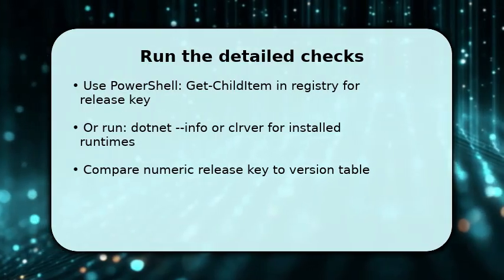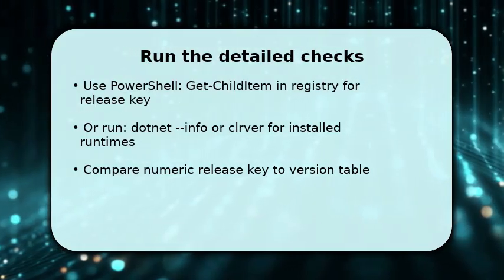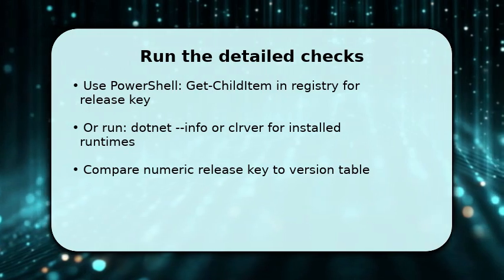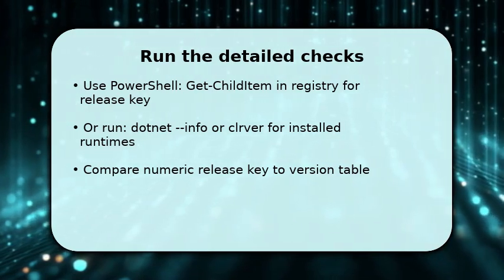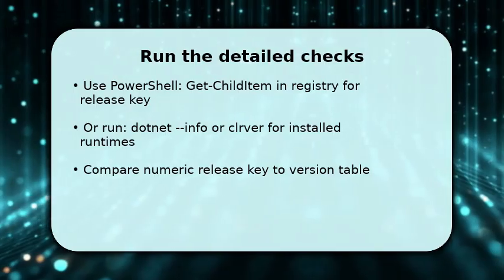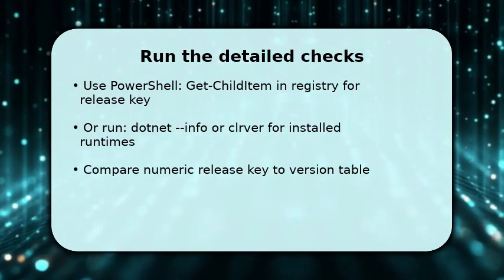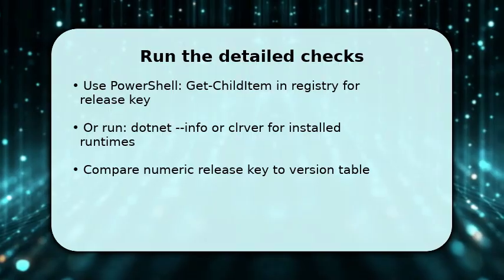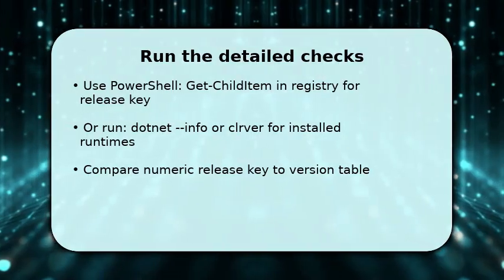Once you have the numeric release or runtime string, compare it to a version mapping or your target version. Make sure to note 32-bit versus 64-bit registry locations if results differ. You finish by confirming the found version equals the expected release number.